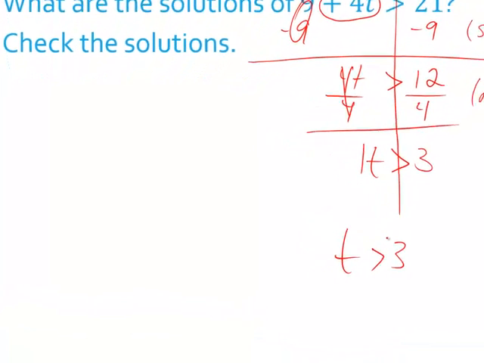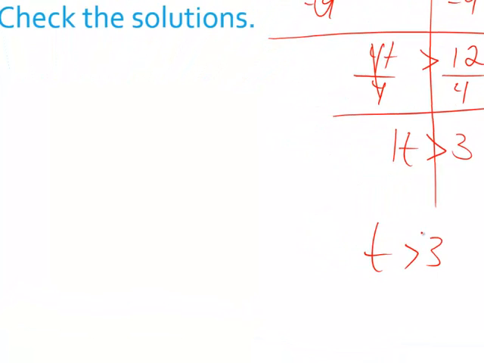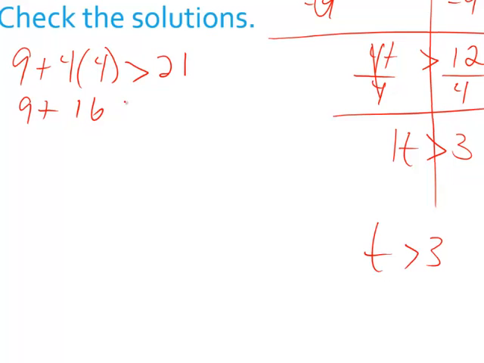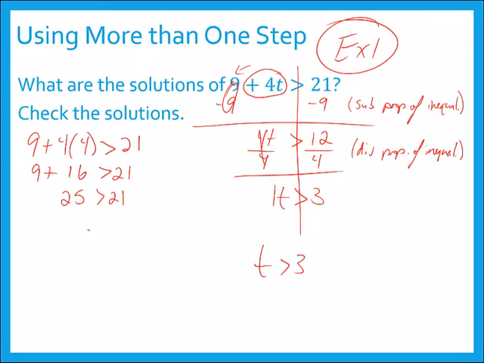Now it does say check your solution. So if t is greater than 3, let's choose 4, because 4 is greater than 3, and plug it into your inequality and see if it's true. So we're going to have 9 plus 4, instead of t put a 4, is greater than 21. 4 times 4 is 16, so 9 plus 16 is greater than 21. 9 plus 16 is 25, which is greater than 21, so our inequality is true. T is greater than 3.